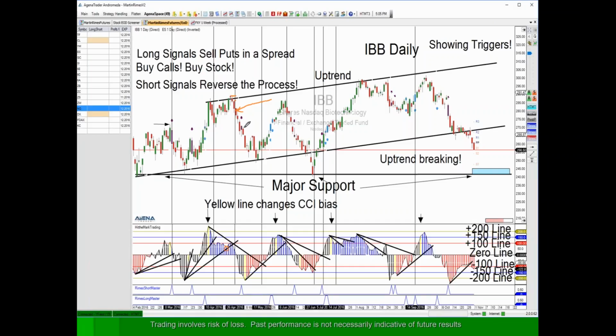I like options because it's less risk and it's greater leverage. How do you like that? Less risk and greater leverage. Let's take another one.